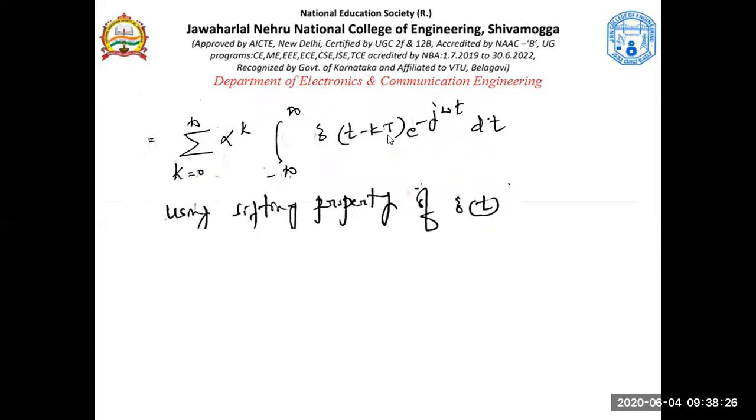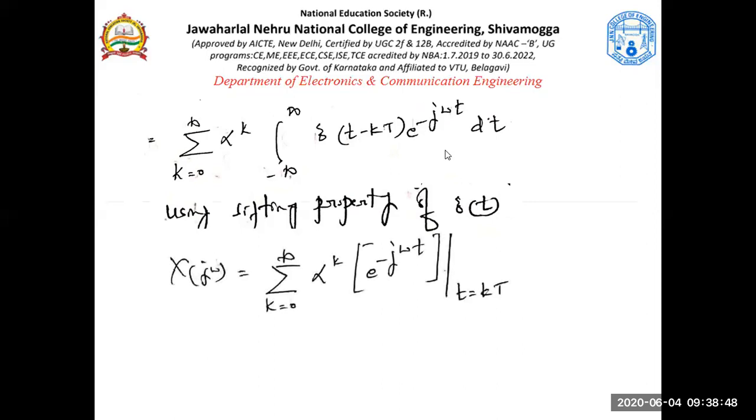where delta of t exists, we have to evaluate this particular exponential at t where this delta exists. Where does this delta exist? This delta exists at t equal to kT. So we need to evaluate this exponential at t equal to kT. Understand this? Let it be there as it is, but this is the shifting property.